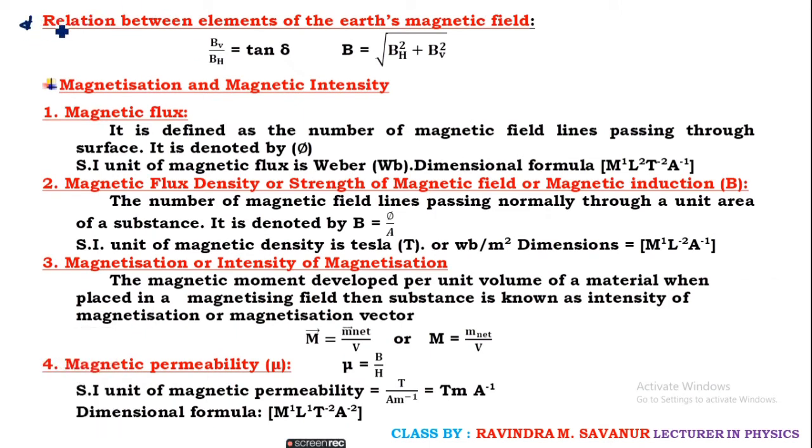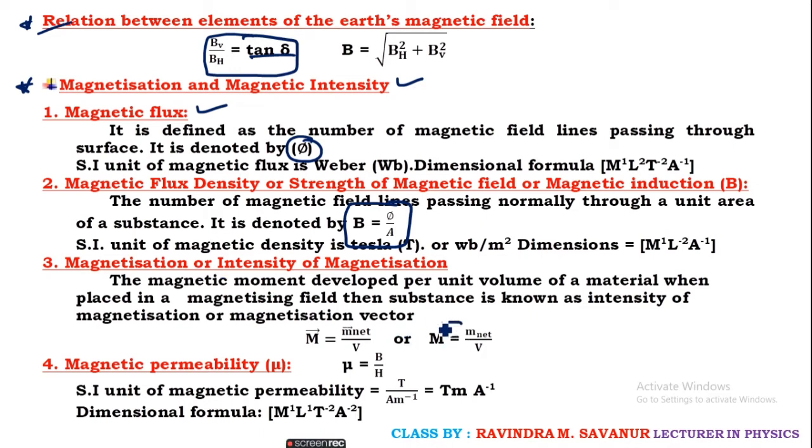Next one is the relation between elements of the earth's magnetic field, that is magnetic field vertical to magnetic field horizontal, given by tan delta. Here some important definitions I have just listed out. I am just highlighting those only. The magnetization and magnetic intensity. First one is magnetic flux, the symbol is phi. Magnetic flux density is given by B equals phi upon A.